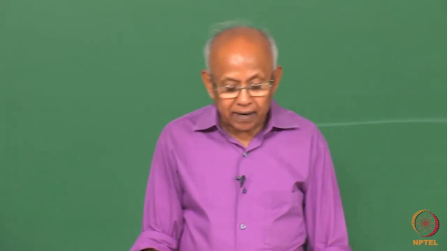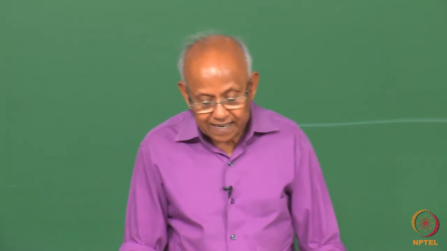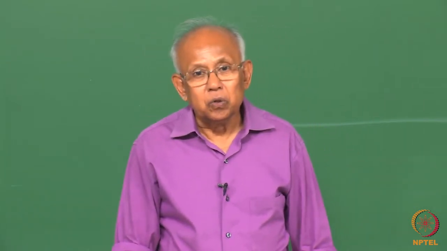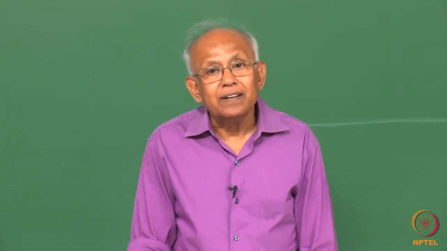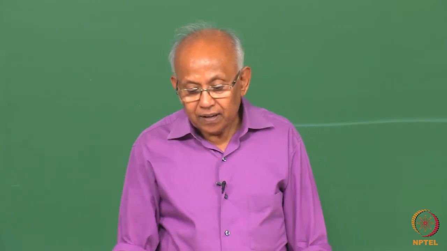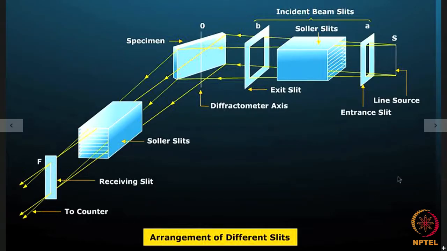Now, there is an elaborate arrangement of slits to control both the incident radiation and the diffracted radiation. For example, the source of X-rays that we use is normally a line source. So, if it is a line source, then X-rays will be produced along this line, and those will be not only in the plane of the diffractometer circle, but also above or below it.